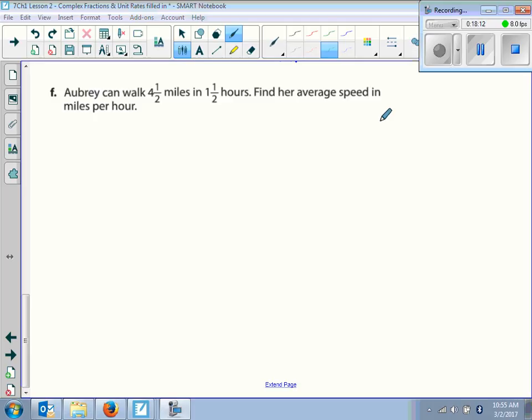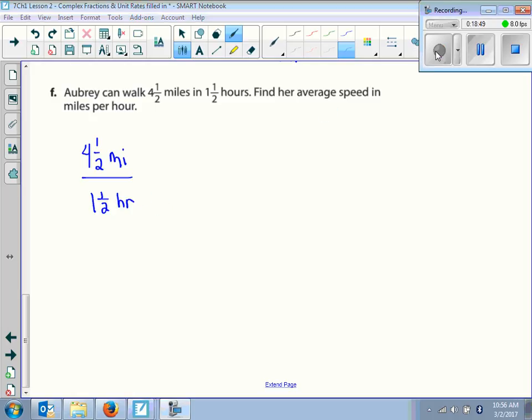So Aubrey can walk 4 1/2 miles in 1.5 hours. Find her average speed in miles per hour. So we're comparing miles to hours. Very good. So first thing we're going to do is write our fraction, our complex fraction. So that's going to be 4.5 miles in 1.5 hours.